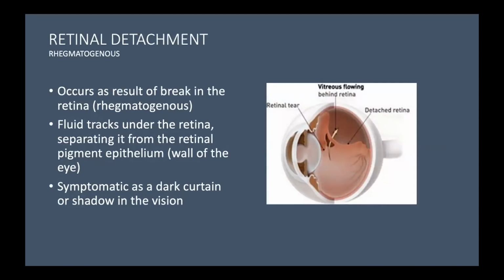In cases where a retinal tear progresses to a rhegmatogenous retinal detachment, there is fluid that flows behind the retina. You can see here there's a retinal tear with a flap of retina that's opened up, creating a break and allowing fluid, vitreous fluid, to travel through the break behind the retina and detaching the retina from the back wall of the eye. Retinal detachments are usually symptomatic as a dark curtain or a shadow in the peripheral vision.